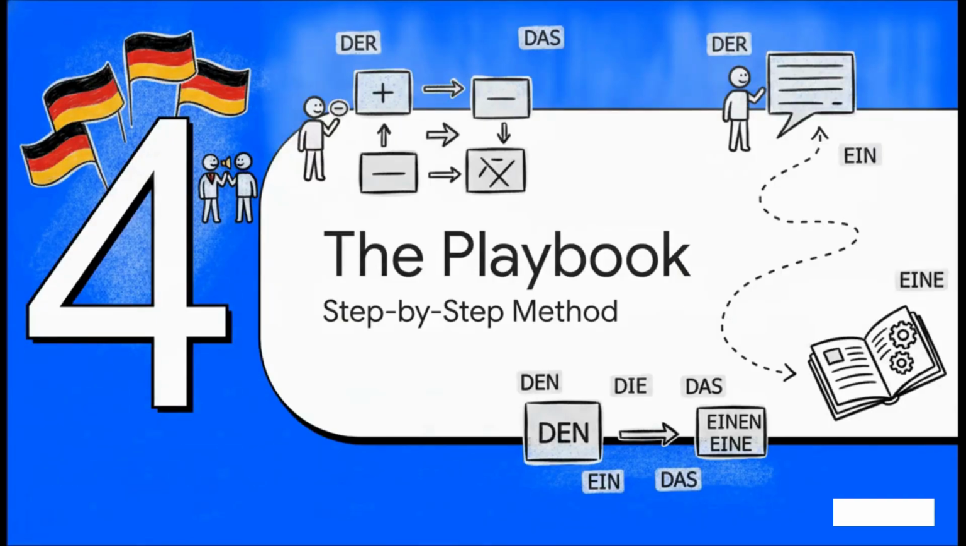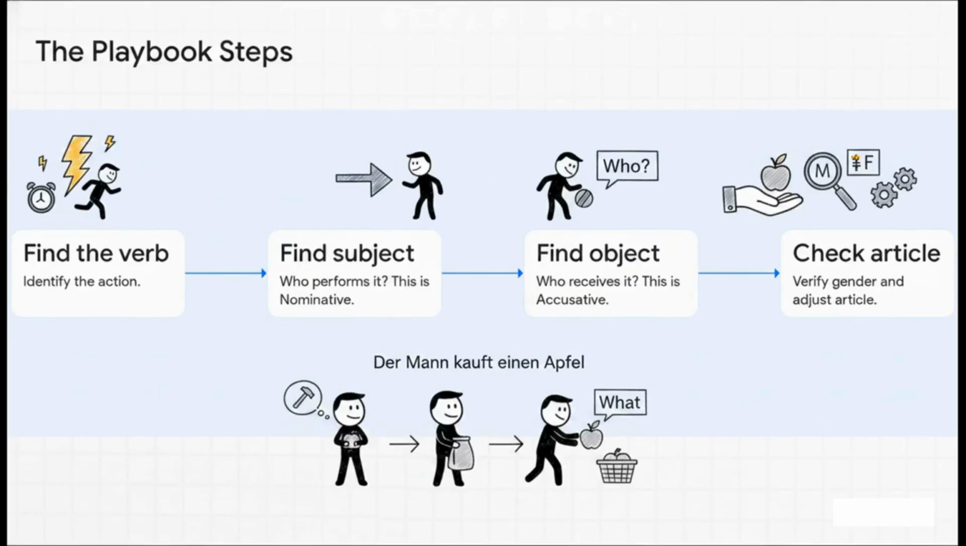Which brings us to Section 4, the playbook, the step-by-step method. Knowing the rule is great and all, but applying it on the fly when you're actually speaking or reading, that's the real goal. So let's explore a foolproof method that you can use right away. Let's see how this actually builds a sentence.